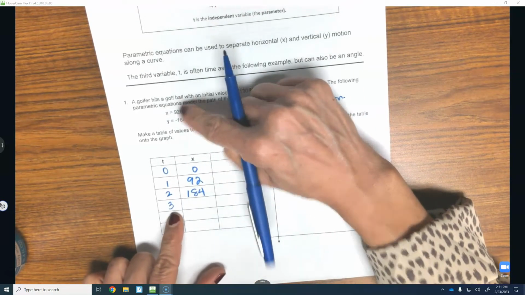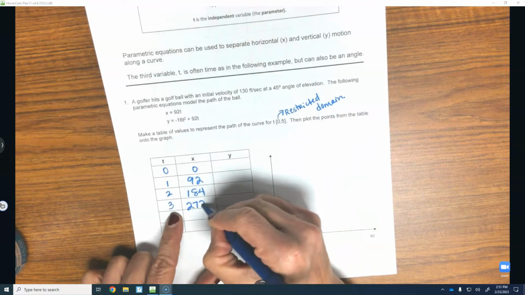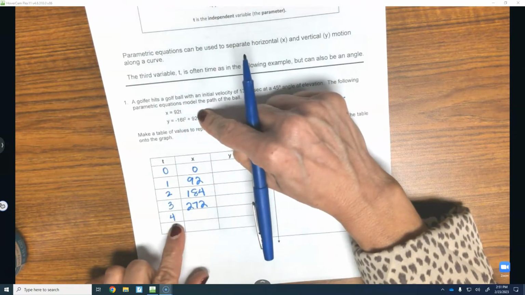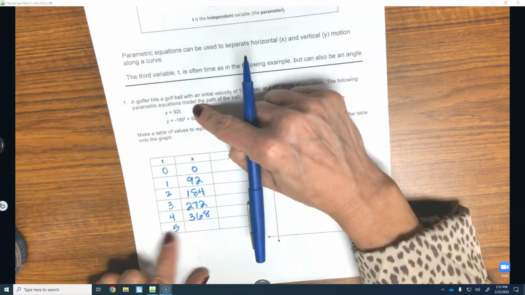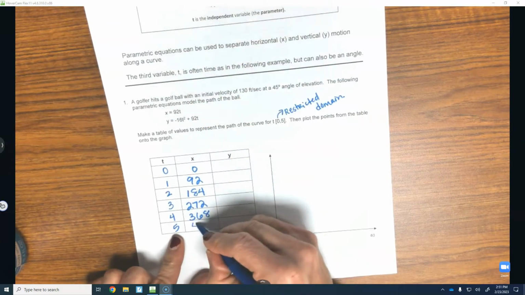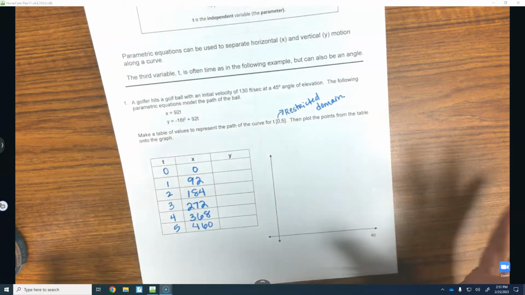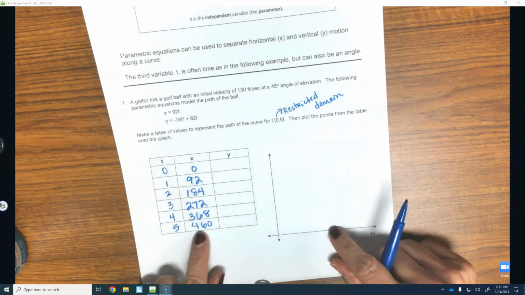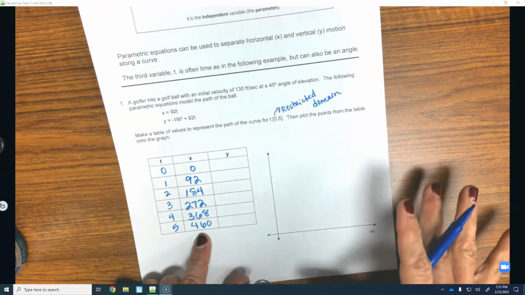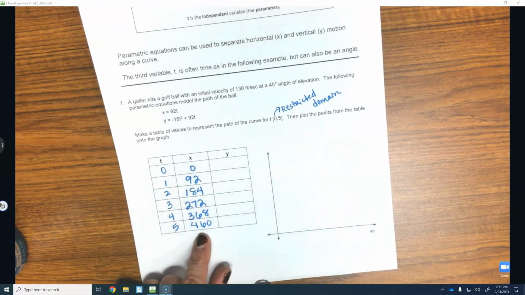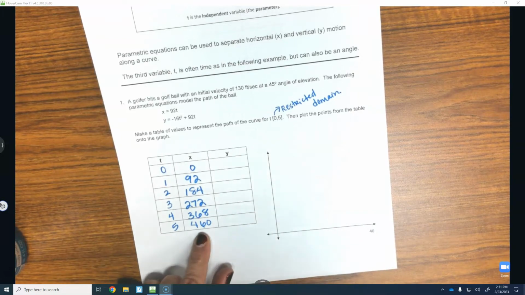92 times 3 is 272. 92 times 4 is 368. And 92 times 5 is 460. So what that means is after 5 seconds, that golf ball has a horizontal distance, like as the crow flies, of 460 feet away from the golfer.